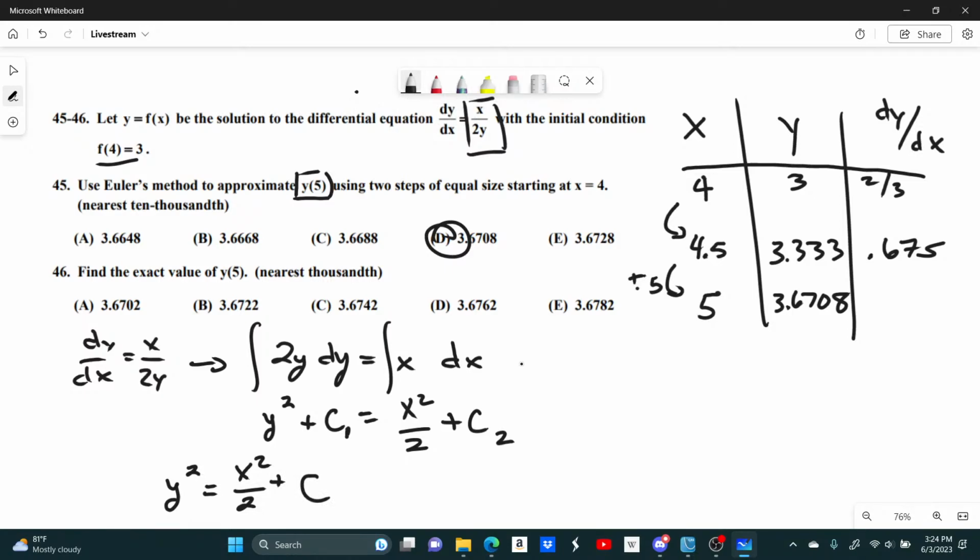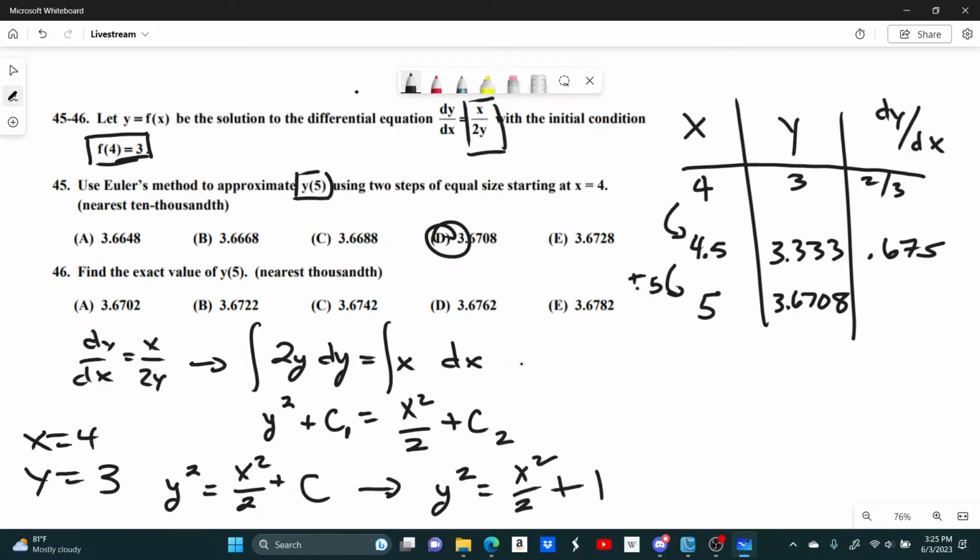So this is the solution to our differential equation, except we still have this constant, which is leaving us a little bit up in the air right now. What we can do about that is use this initial condition up here, which tells us when x equals 4, y equals 3. So we can use that to solve for what c is. If I do that really quick, you get c is equal to 1. And so the solution to our equation is y squared equals x squared over 2 plus 1.